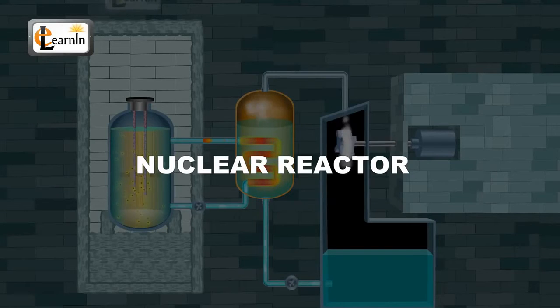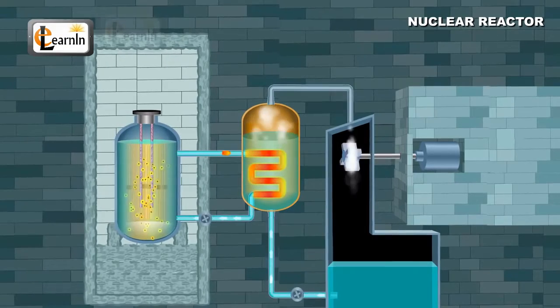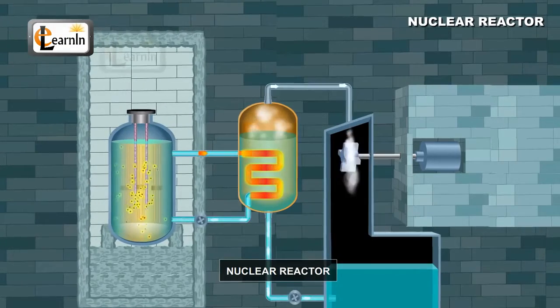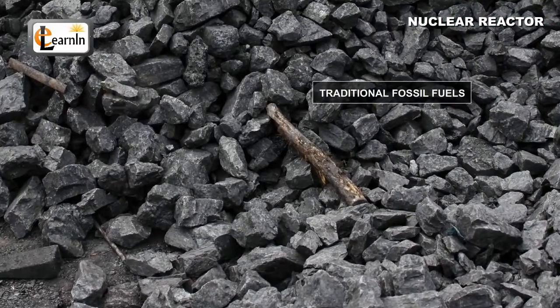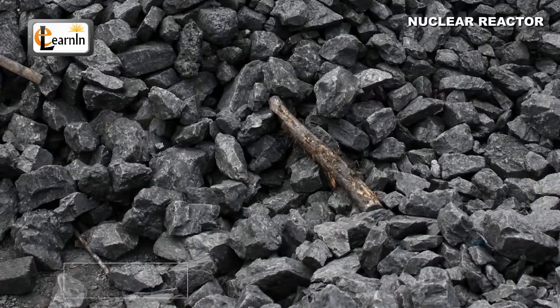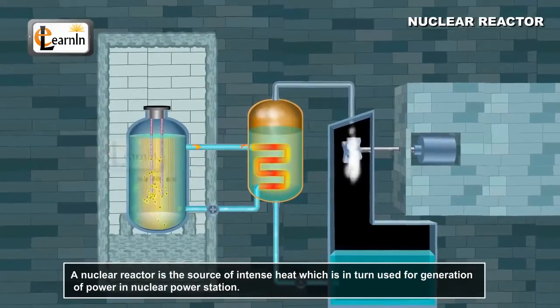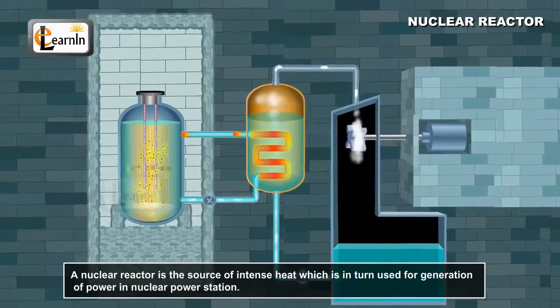Nuclear reactor. In this video, we're going to learn about the nuclear reactor. Nuclear reactors are the modern-day devices extensively used for power generation as the traditional fossil fuels, like coal, are at the brink of extinction. A nuclear reactor is the source of intense heat, which is in turn used for generation of power in nuclear power stations.